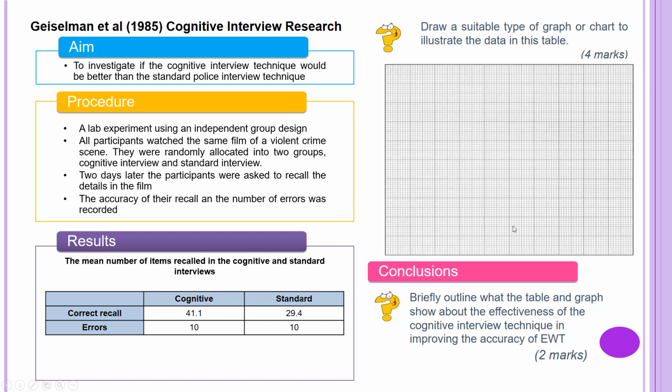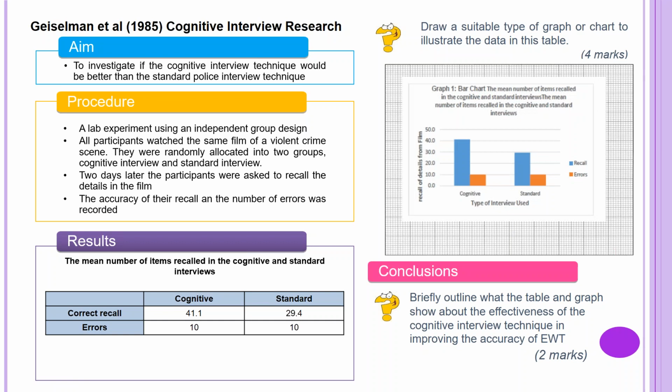Okay, welcome back. So, for 4 marks, you need an accurate sketch of a bar chart to represent the data in the table. You get 1 mark for an appropriate title, 1 mark for correctly labeling the axes, and 1 mark for correctly plotted bars. Your graph should look something like that. So graph 1, the bar chart: the mean number of items recalled in the cognitive interview and standard interviews. Recall of details from film, type of interview used.